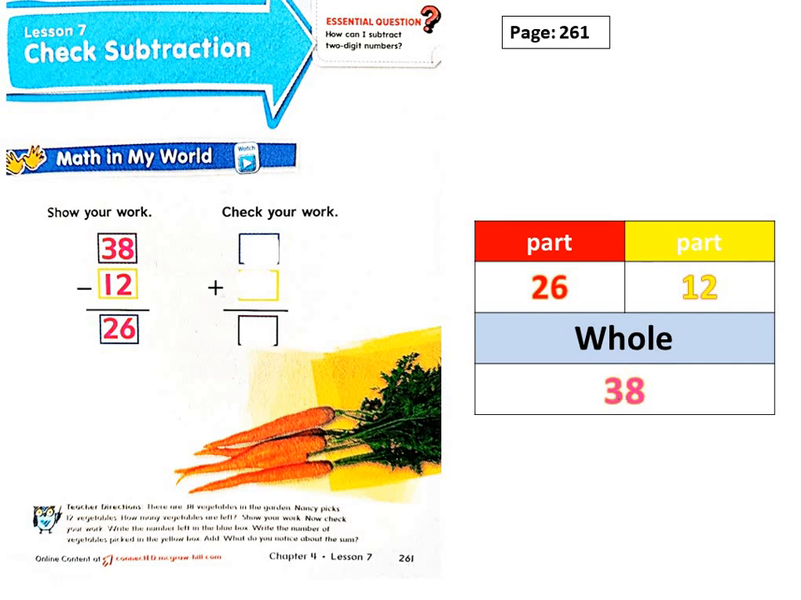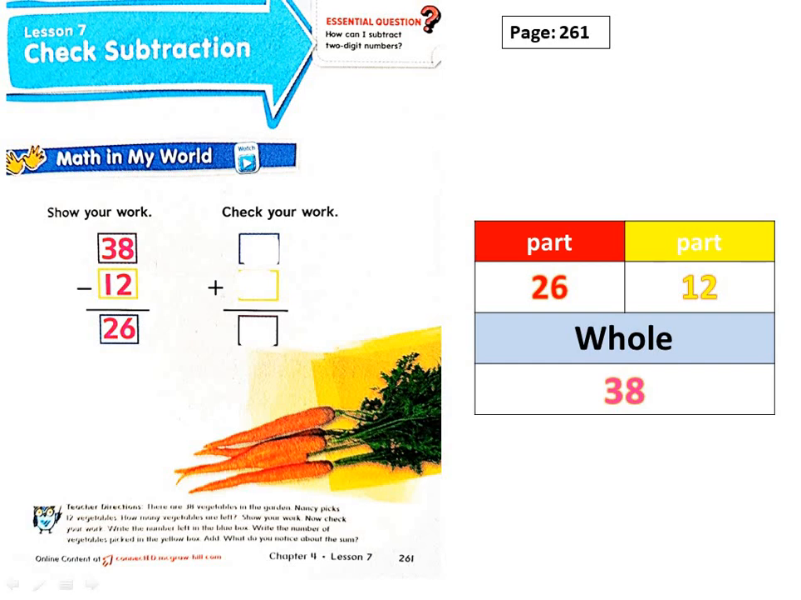Interesting. So, this is one of the ways to check our answer, to check if our answer here is correct or not. As you see here, we are subtracting one part from the whole. So 38 minus 12 equals the other part, which is 26. Now, if we add these two parts, we should get 38. If so, we know that our answer is correct, which is 26.